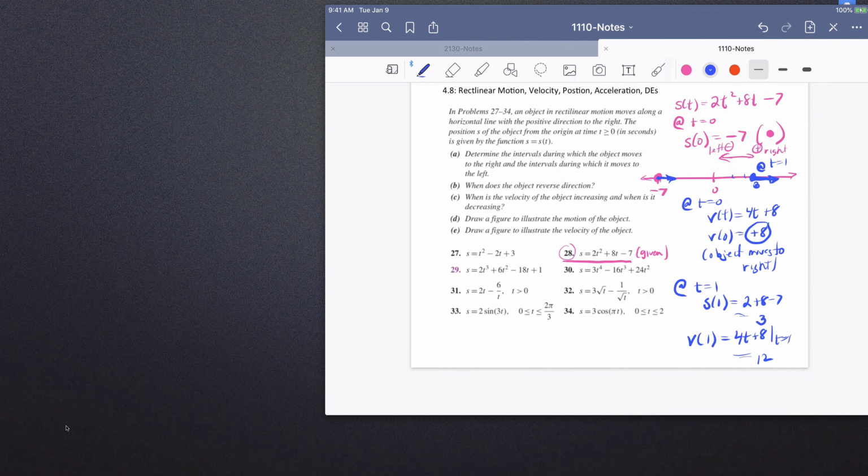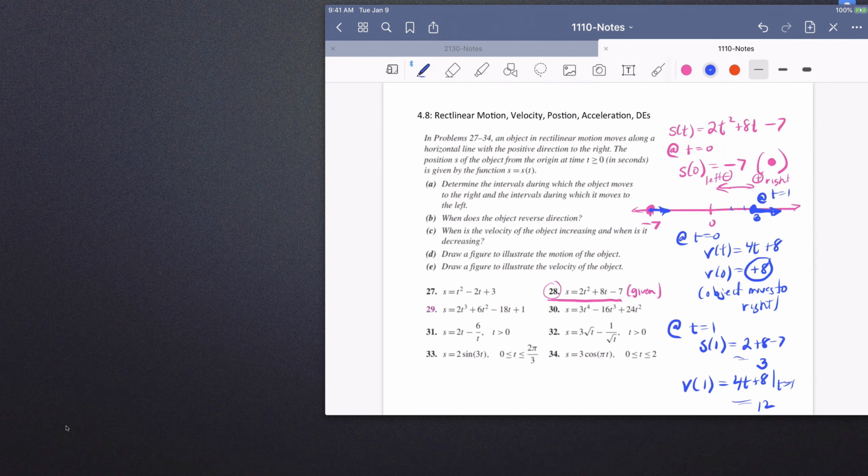So the question is, does the object ever stop and try to reverse direction? It seems like this object is moving to the right. Will the object ever come backward to the left? We can figure that out by looking at the velocity, which is 4t plus 8, and asking when does that equal 0? And we can see that the velocity never equals 0 for t being a positive number.